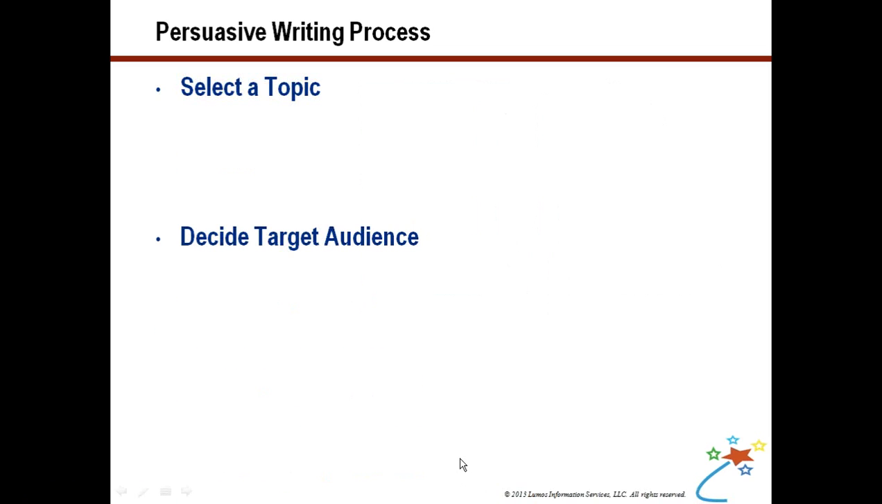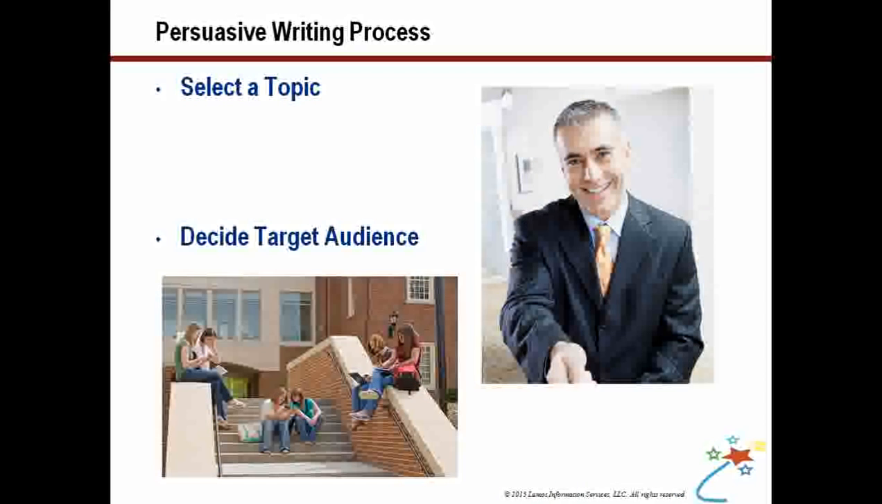is. In other words, in this case, where the principal is asking for feedback, you could be writing to persuade your fellow students. You could be writing to teachers. You could be writing to your parents in order to get them to take some action. You could be writing directly to the principal, or you could be writing to the Board of Education. So after you pick your topic, you really have to pick your target audience.